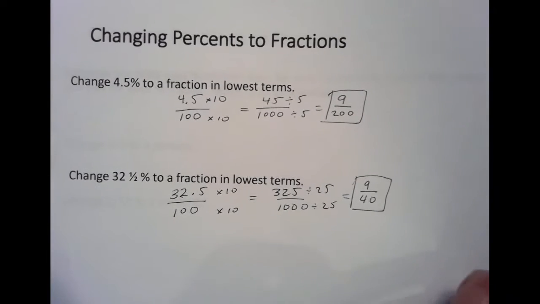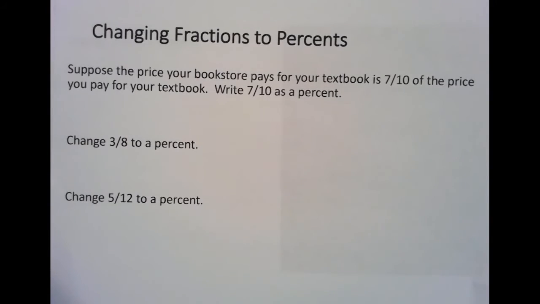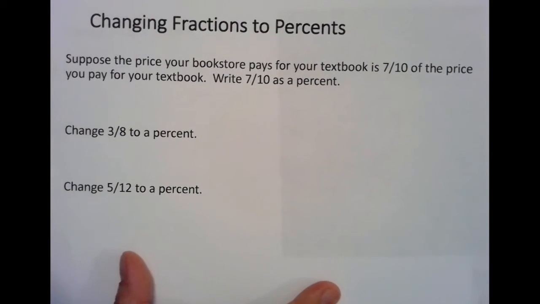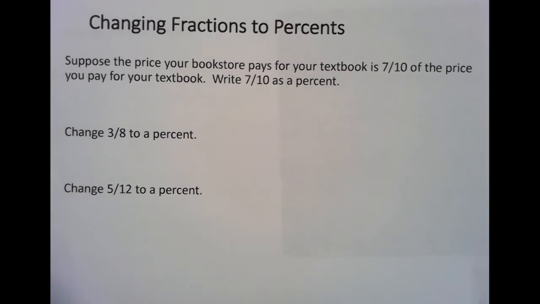Okay, let's do a super fun word problem. Suppose the price your bookstore pays for your textbook is 7/10 of the price you pay for your textbook. Let's write 7/10 as a percent. There's a couple of ways you can do this. I'll show you 2 ways.